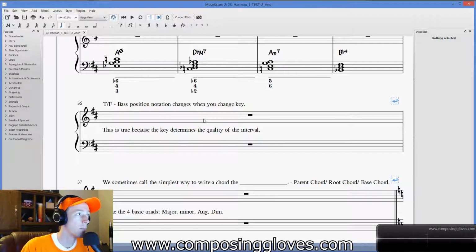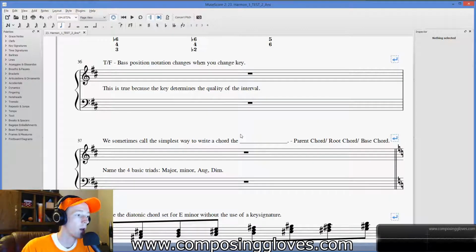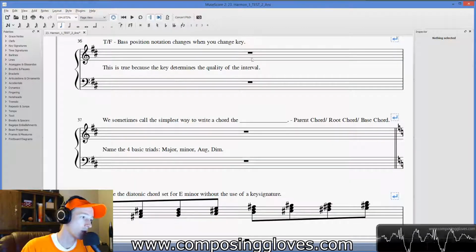And even then, we'd have exceptions. So it's one of those you can think about for a little bit. But in this particular circumstance, this is true. The figured bass notation would change. Okay, or the bass position.